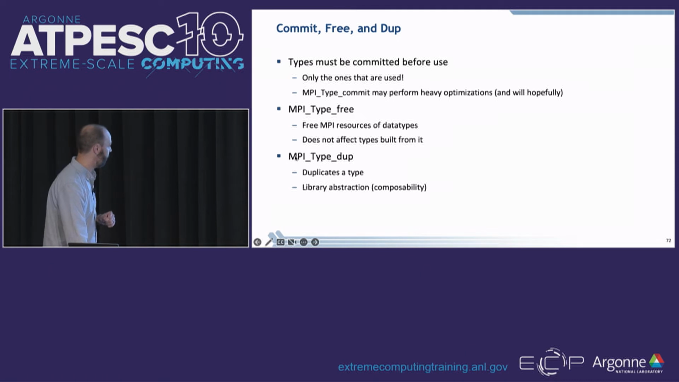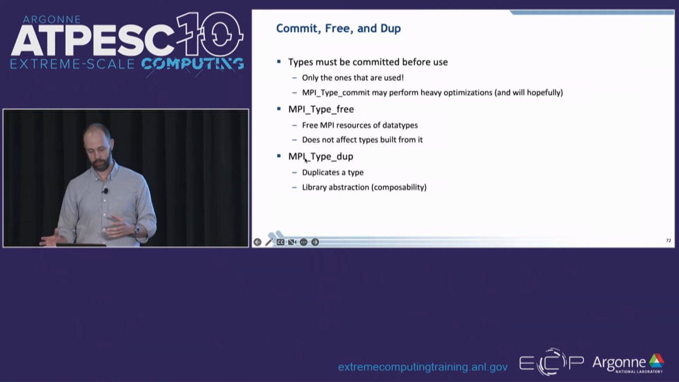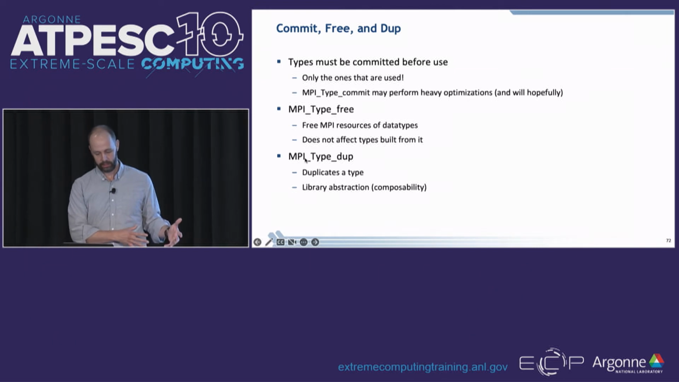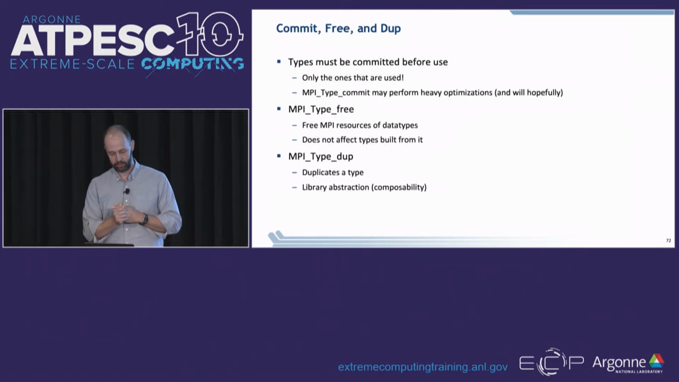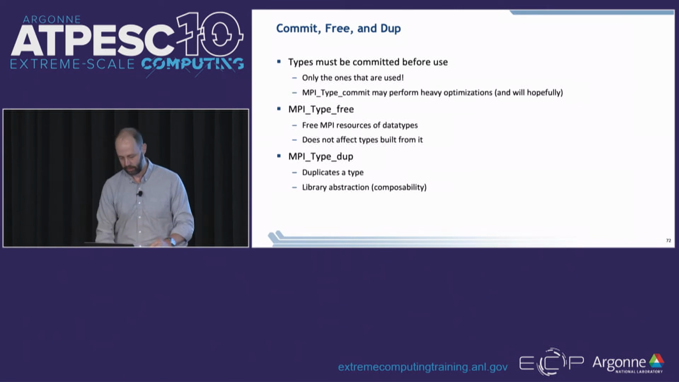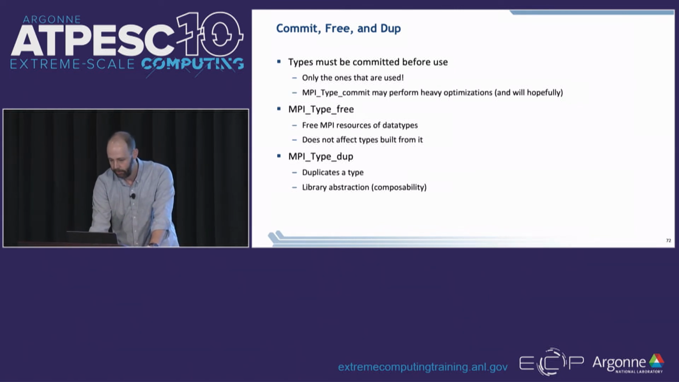There's another function here that MPI provides called MPI_Type_dup that duplicates a data type. This is probably not going to be useful directly in an application, but if you're implementing a library with MPI and you need to create some sort of data type abstraction or something like that, MPI_Type_dup might be useful for you.